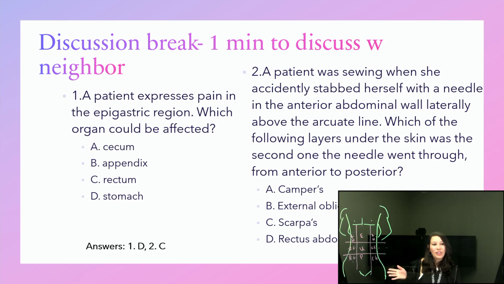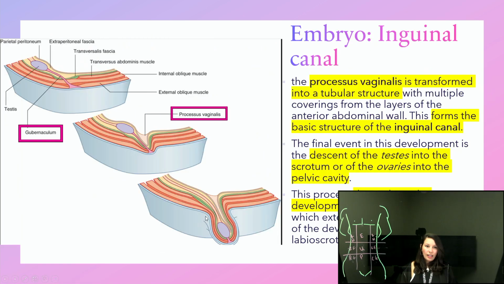And then another question I designed here for you guys: a patient was sewing when she accidentally stabbed herself with a needle in the anterior abdominal wall, laterally above the arcuate line. Which of the following layers under the skin was the second one the needle went through from anterior to posterior? In here, I'm giving you the answers. For the first one, it's letter D. For the second one, it's letter C.